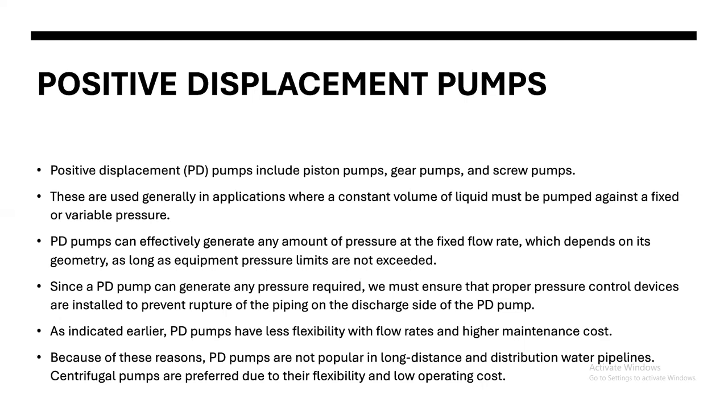As indicated earlier, PD pumps have less flexibility with flow rates and higher maintenance cost. Hence, they are not mainly used unless necessary. Because of these reasons, PD pumps are not popular in long distance and distribution water pipelines. Centrifugal pumps are preferred due to their flexibility and low operating cost.